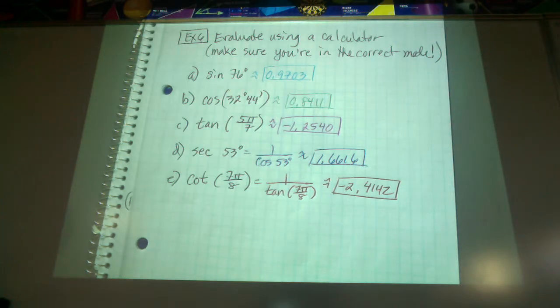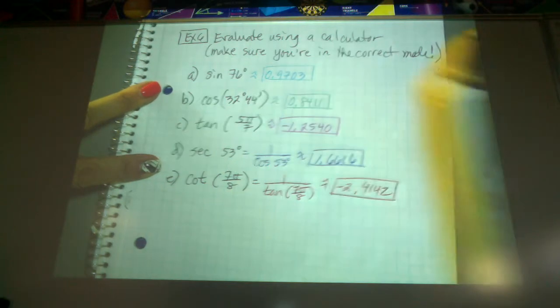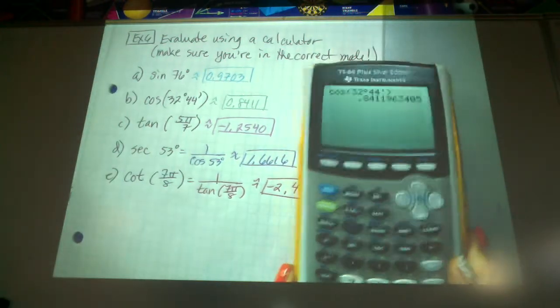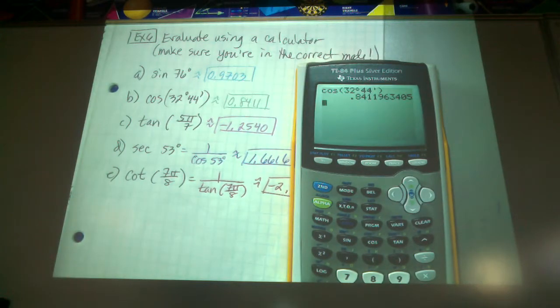Did y'all get B? Where do you go to put 32 degrees 44 minutes? Your second apps button, right? So you have to go and also make sure you calculate in degrees. This is one of the few times you have to put actual degrees in there. And so for B, that's the way it should look before you put in your calculator. Make sure you end the parentheses.